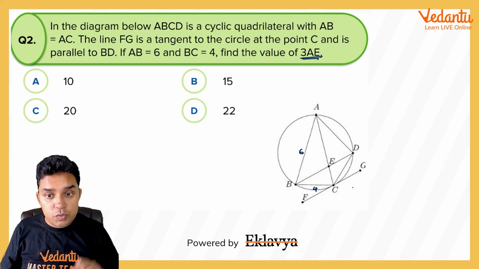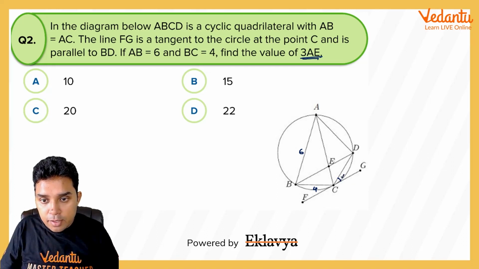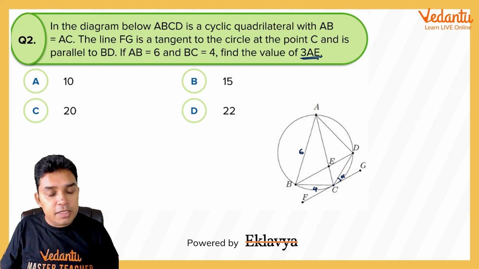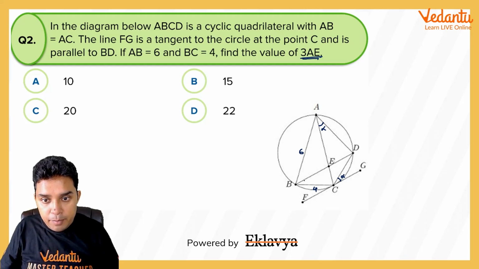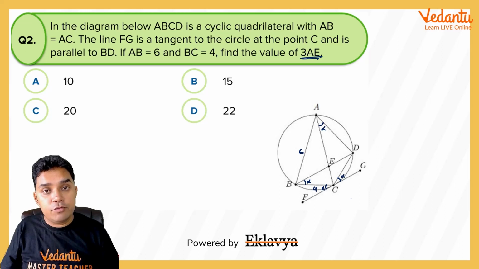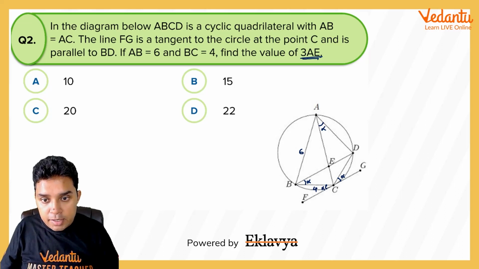Now to do this question, let us do some angle chasing. Let me call this angle alpha. Because GC is a tangent at C, from the alternate segment theorem, CD will subtend the same angle at A, and there will be the same angle at B also. Now because BD is parallel to FG, this angle will also be alpha. And once again from the alternate segment theorem, I think BC will be subtending the same angle alpha here as well.